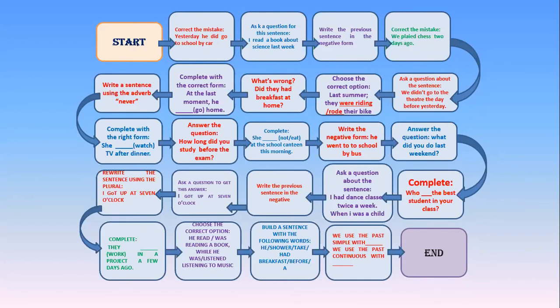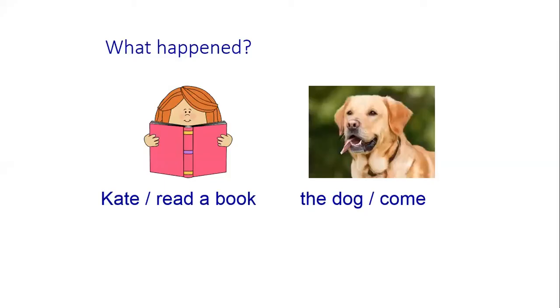So the first question is, correct the mistake. Yesterday, he did go to school by car. So here we understand that this is a negative sentence. In a negative sentence, we have to use didn't. So the correct answer will be, yesterday, he didn't go to school by car. Okay, very good. And I hope you will be able to answer the rest of the questions very well. Okay, let's go to the next page.